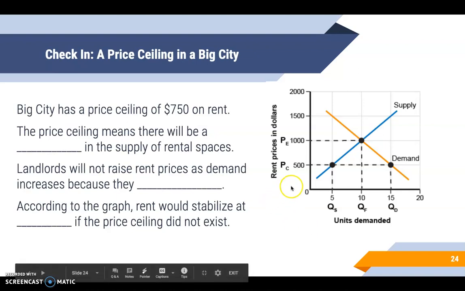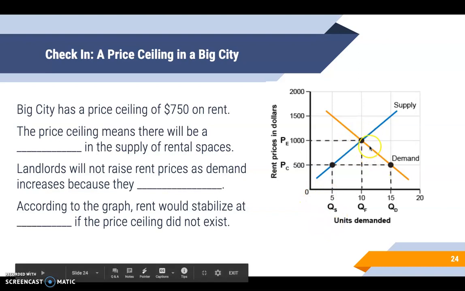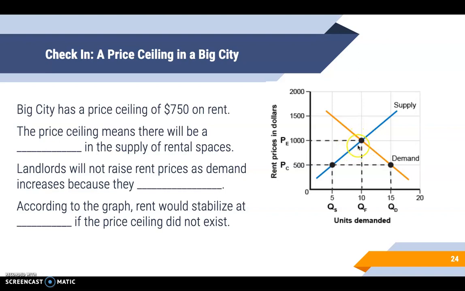So we have a price ceiling of $750. So the price ceiling means that there will be, is it a shortage or a surplus in the supply? That will be a shortage because demand is way over here, but supply is way over here. Landlords will not raise rent prices as demand increases because they can't. With the price ceiling, they can't raise prices even though the demand is higher. They can't go up. So according to the graph, rent would stabilize right here at equilibrium at a price of $1,000 with a quantity of 10 being supplied if the price ceiling did not exist.